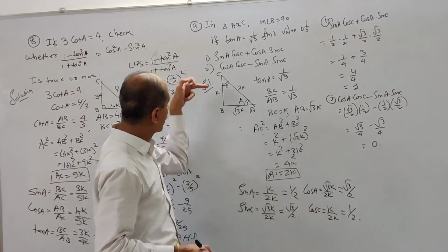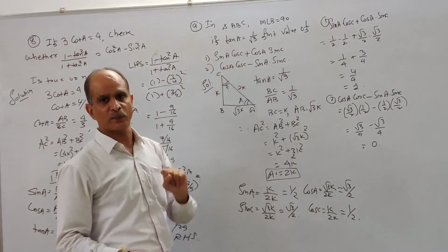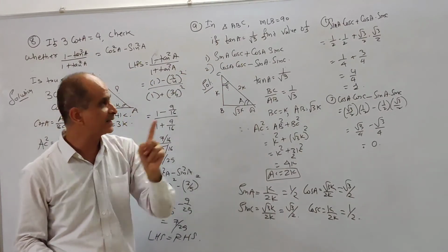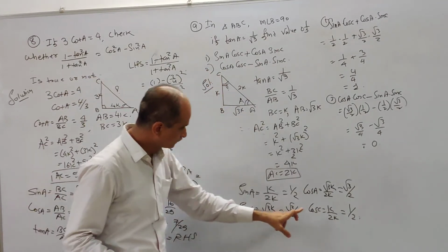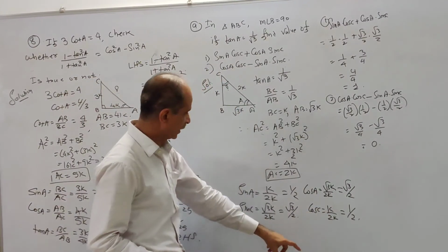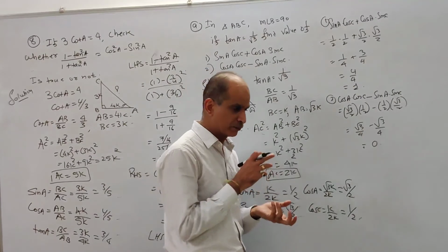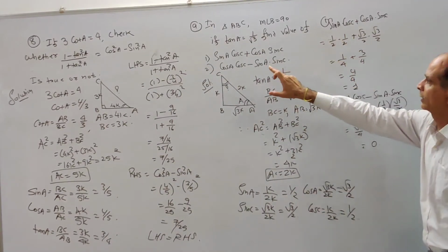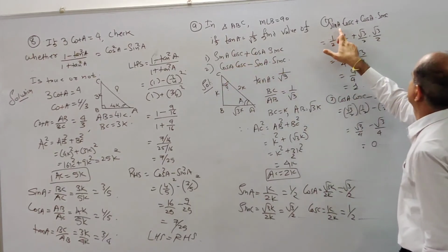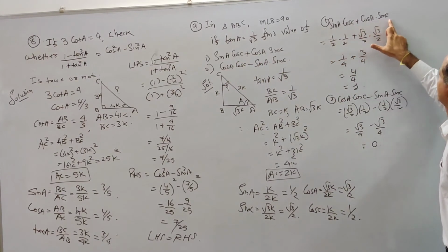Now cos C. Cos means adjacent side upon hypotenuse. For angle C, adjacent side is BC, so BC upon AC, so k upon 2k, and that's why it is 1 by 2. Now you know these 4 values. Now take LHS. What is your first part? Find the value of sin A cos C plus cos A sin C.